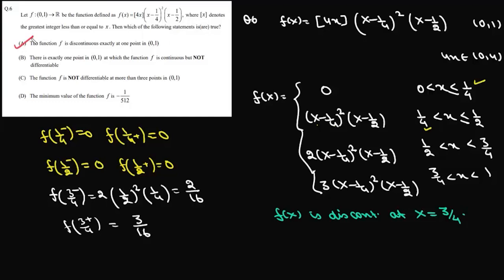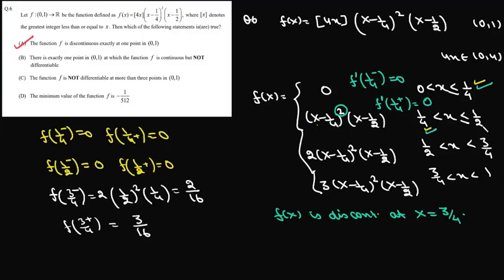Now let us look at its differentiability. Now at 1 by 4 it is continuous, and if we check its left hand derivative, f dash 1 by 4 negative is 0. If we look at its right hand derivative also, f dash 1 by 4 positive, since it is a square here, once we differentiate it, every term will have the factor x minus 1 by 4, and if you put x as 1 by 4, it will be 0. So this function is differentiable at 1 by 4.